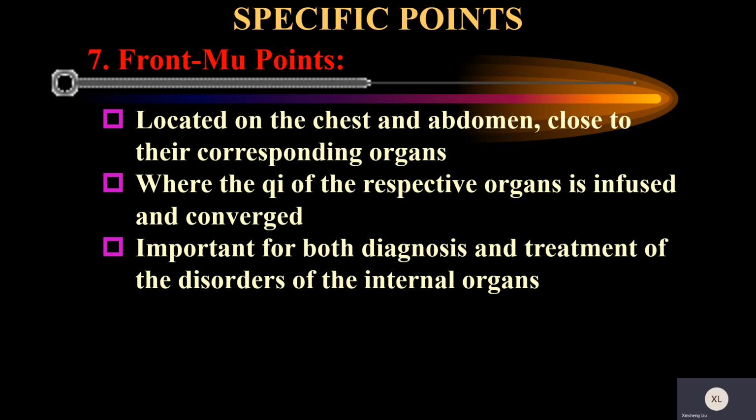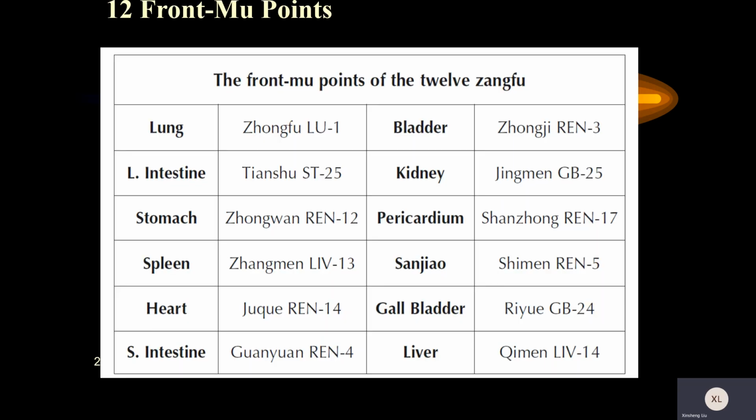For example, the front mu point for the stomach channel is not on the stomach channel itself, it's on the Ren channel. So it can regulate stomach disorder, right? Here is a list of front mu points for the 12 Zangfu organs. Especially, we see the stomach's front mu point on the Ren channel, called Ren 12, right?